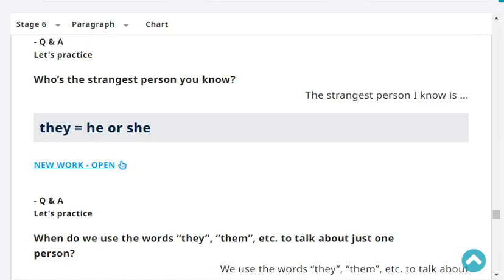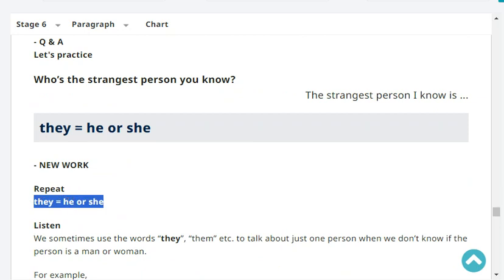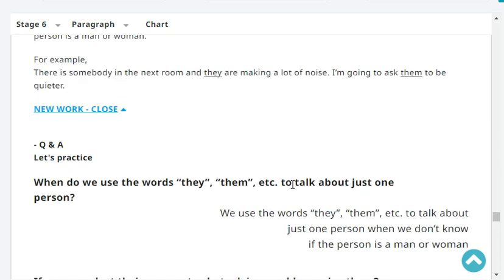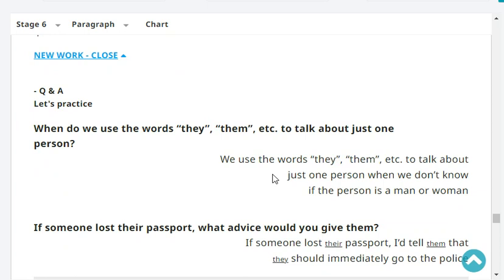Okay, next repeat they. They. He or she. Very good. Okay, so we sometimes use the word they, them, their, like plural pronouns, to talk about just one person if we don't know if the person we're talking about is a man or a woman. Okay, for example, there is somebody in the next room, so we can't see them, and they are making a lot of noise. I'm going to ask them to be quieter because we don't know if they're a man or a woman, so we use they. Okay, let's practice.